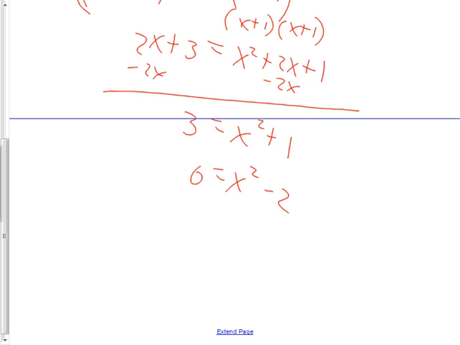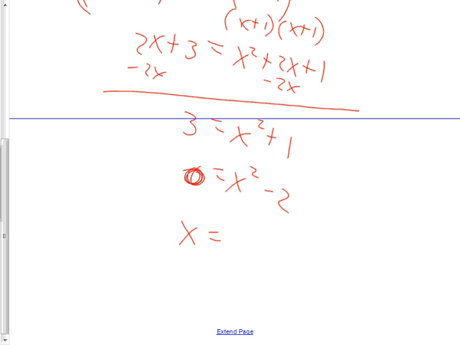Can I factor that? No. So sad that that didn't factor, because otherwise I could do it really easily. But it won't factor, because 2 isn't a perfect square. If it was like 4, it would have been awesome. But now I can do the quadratic formula. That'll get me my answers.